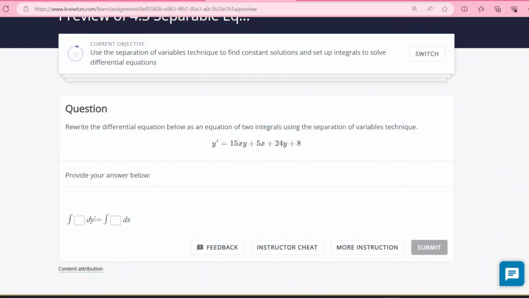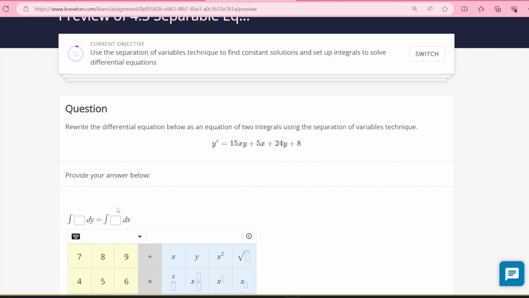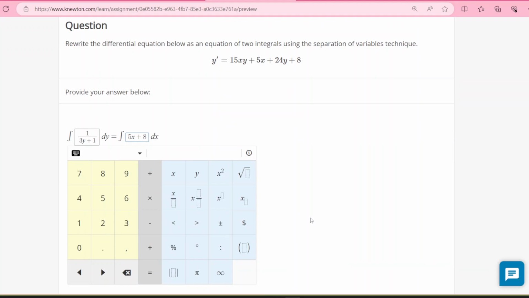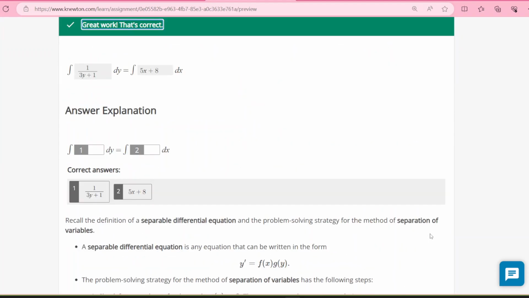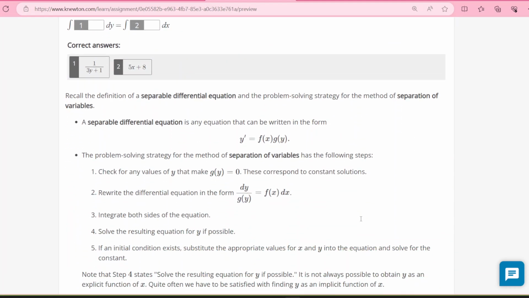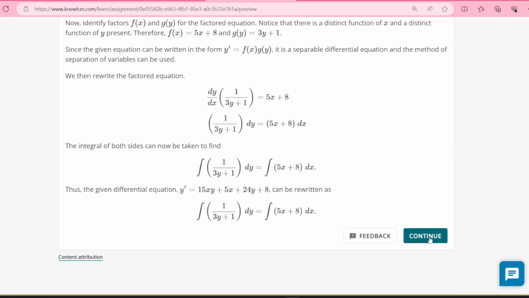So on the left side, the integral with respect to y, we've got 1 over 3y plus 1. And the integrand with respect to x, on the right side, I have the integral of 5x plus 8. And that should be enough. That's all they want. Great. All right, moving on.